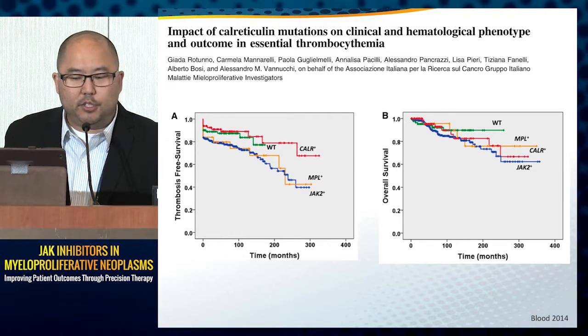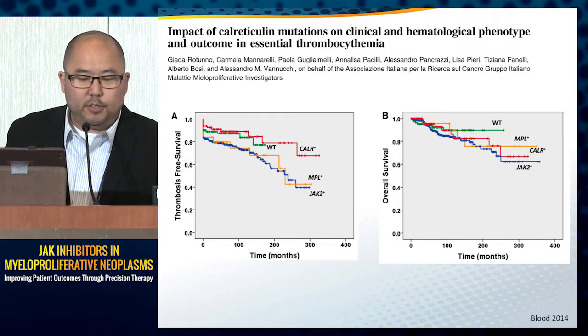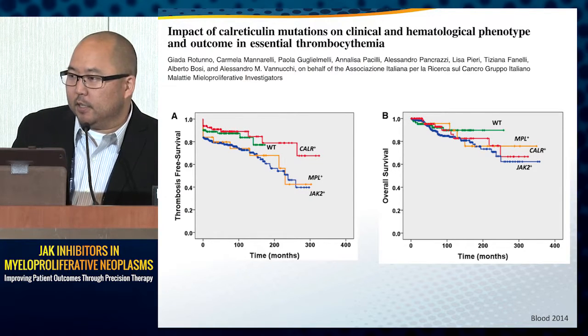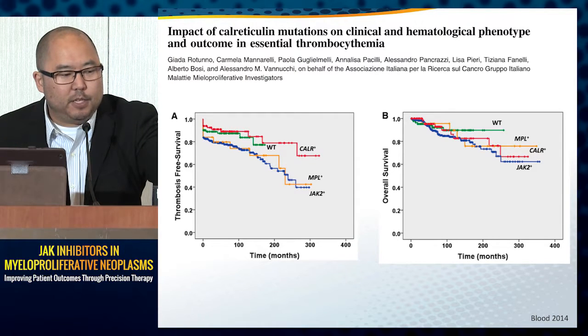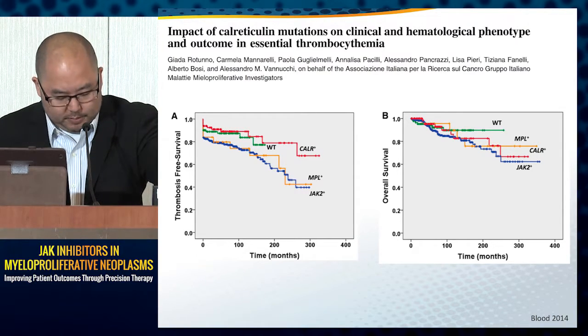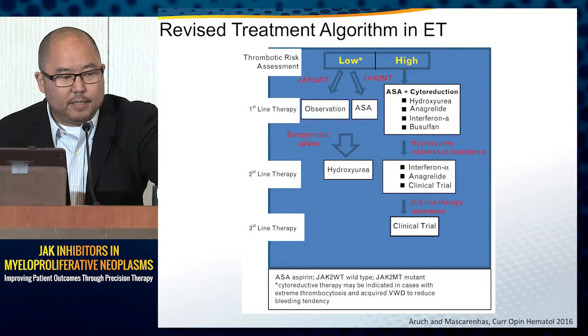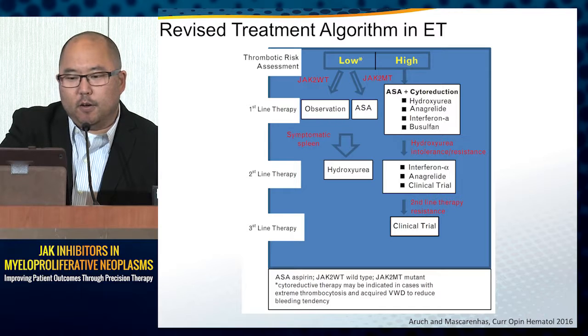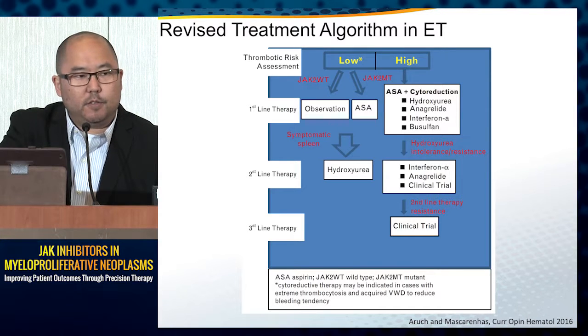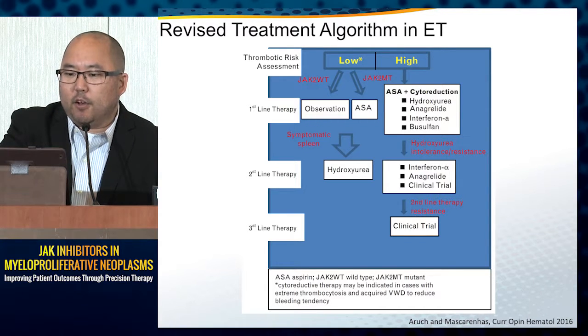Overall survival is not changed, but that is in part due to the fact that in general patients with ET live for quite a long time. But again, Calreticulin patients have less risk for thrombosis. And that has led to a variety of proposed revisions to this very basic treatment algorithm based on risk.